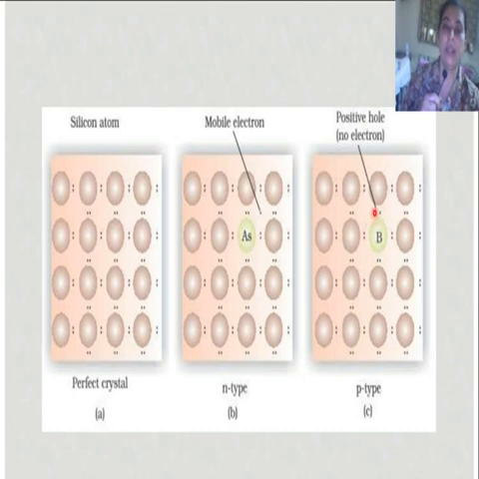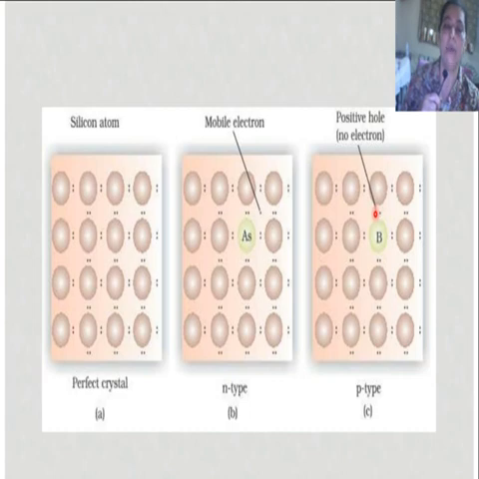Here actually, if it is group 15, then 1 electron will be extra. If there is an atom with group 14, 1 electron will be here. But here it is a group 13 element, so 1 electron is missing. And the place from where the 1 electron is missing is called a positive hole, or you can say vacancy or electron vacancy.